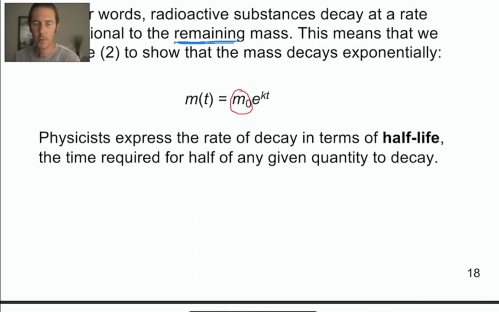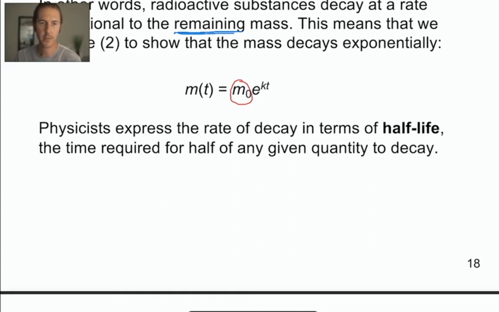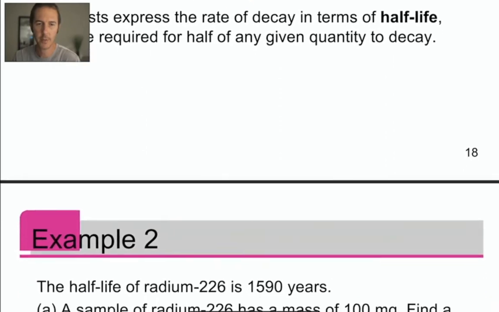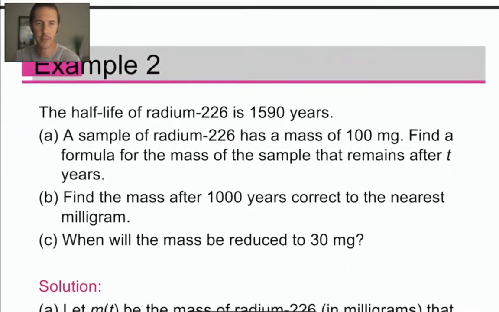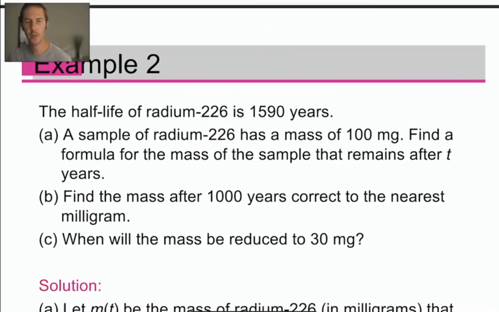And you've heard this expression before, half-life. So physicists express the rate of decay in terms of half-life, the amount of time required for half of any given substance to decay. And in example 2, we're told that the half-life of radium-226 is 1,590 years. There's a sample of radium-226 that has a mass of 100 milligrams.